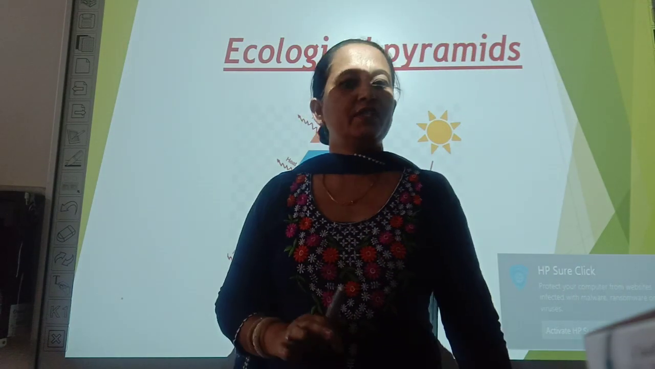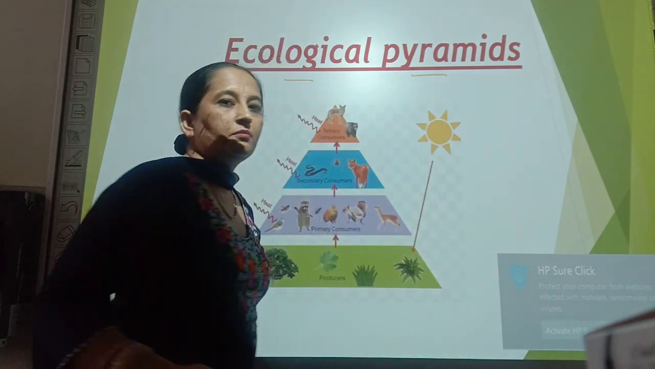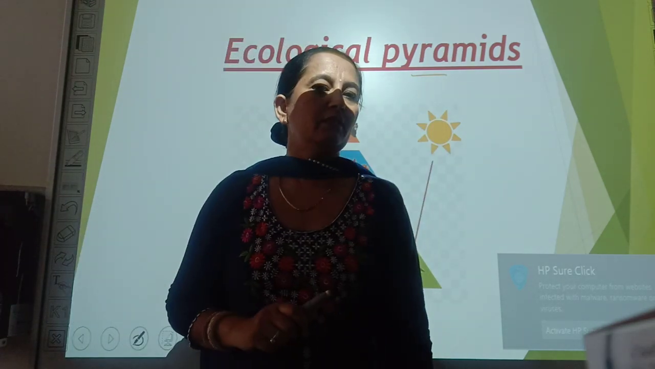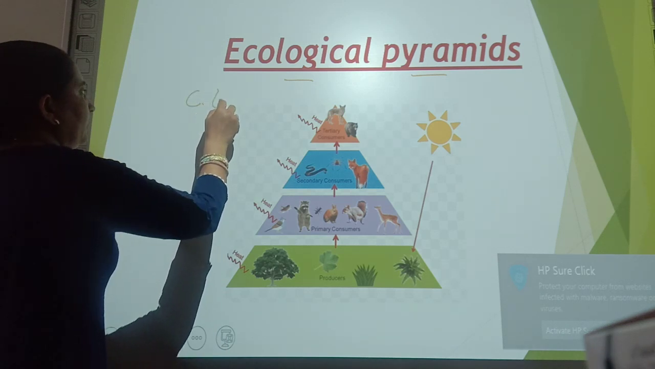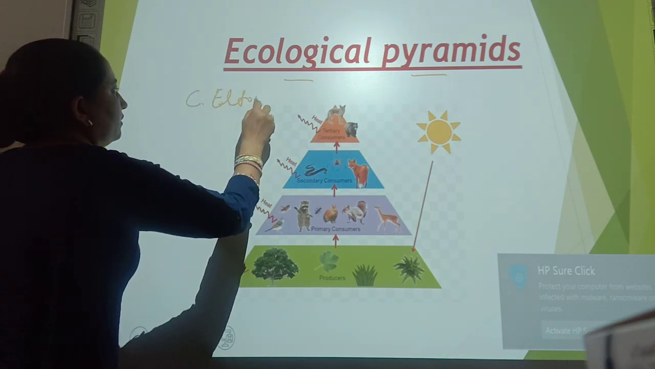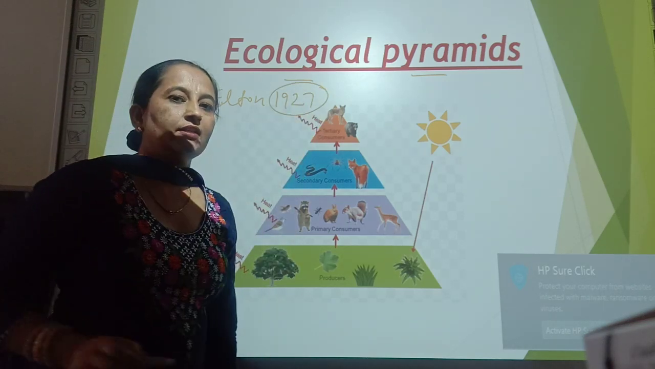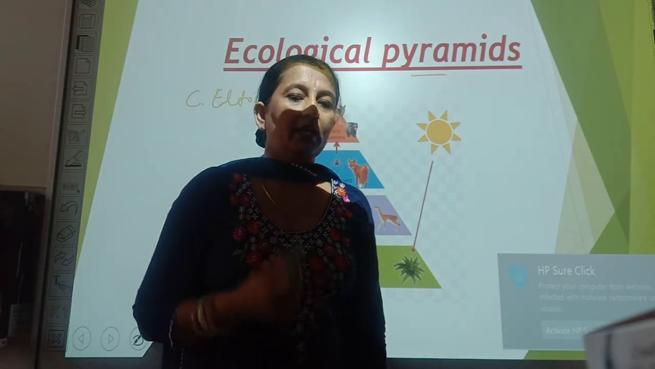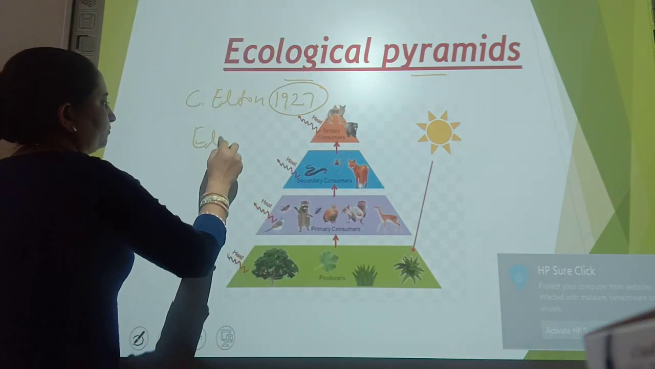Hello, my dear students. Today we will discuss ecological pyramids. These ecological pyramids were given by the scientist Charles Elton in 1927. That's why these pyramids are also known as Eltonian pyramids.